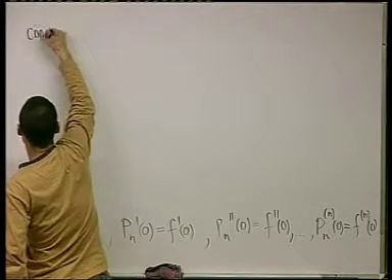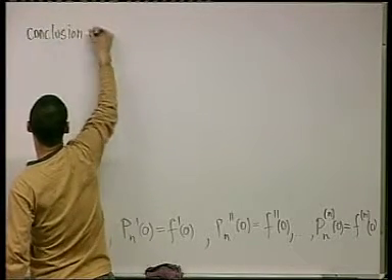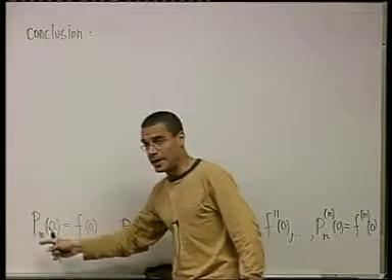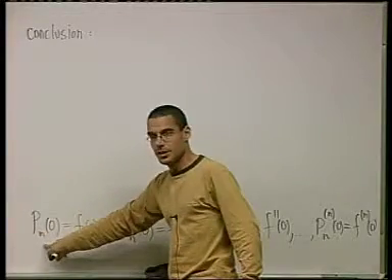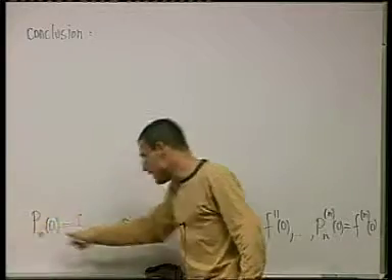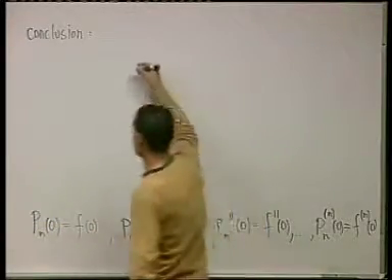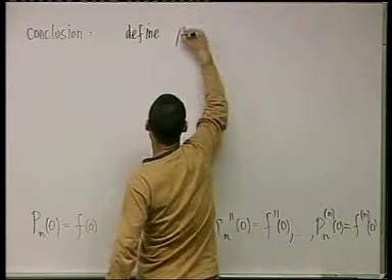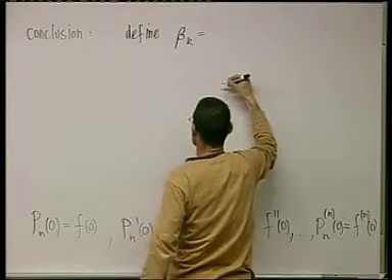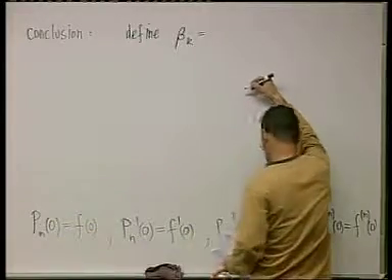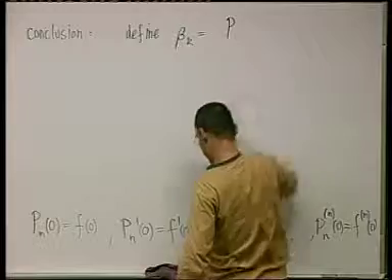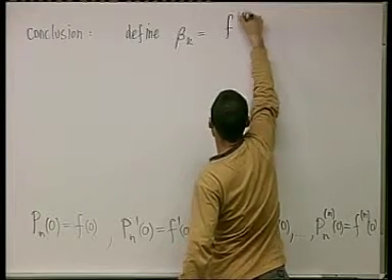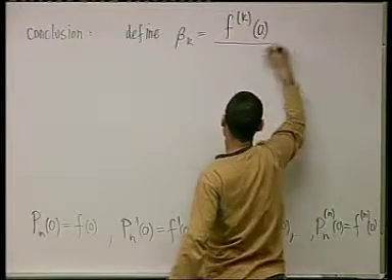So, conclusion: if we want a polynomial satisfying these properties, and we know how to find the betas via the derivatives, then we know how to find the betas via the derivative of f. So conclusion, define beta k to be the kth derivative of the function f at 0, divided by k factorial.